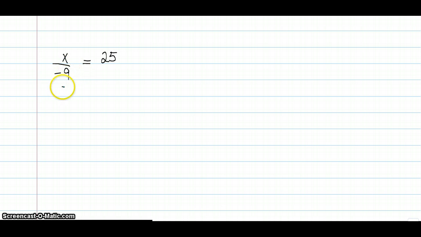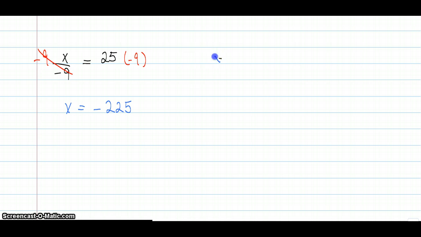X divided by negative 9 is equal to 25. Multiply both sides by negative 9. So we have x is equal to negative 225.